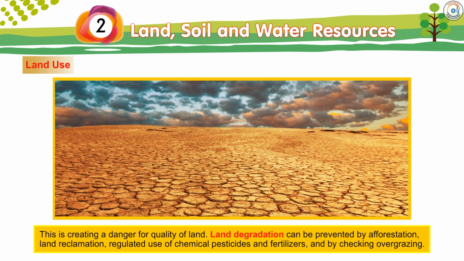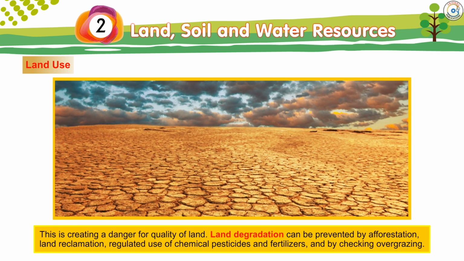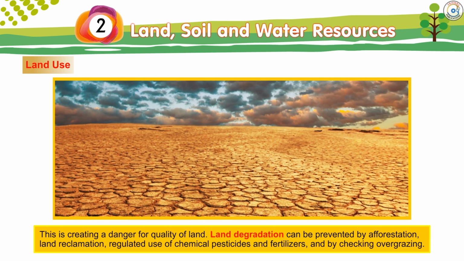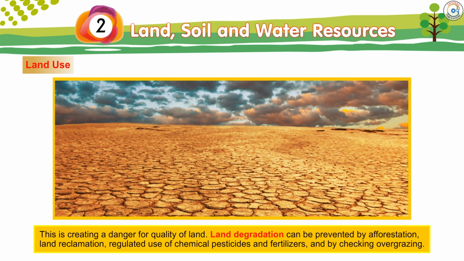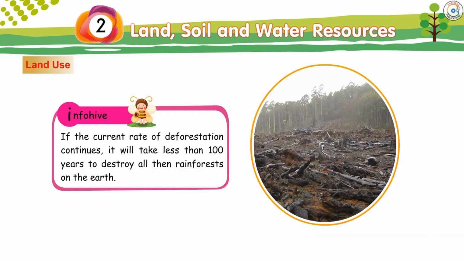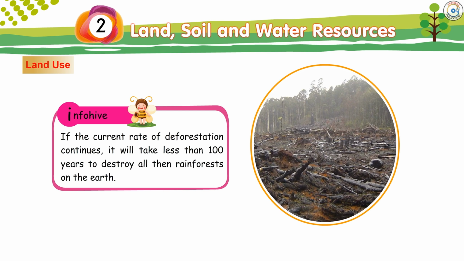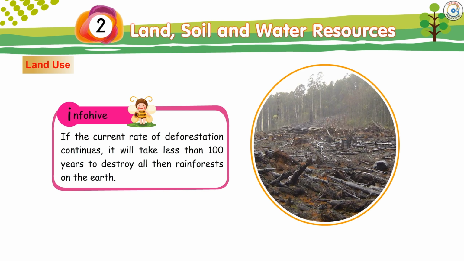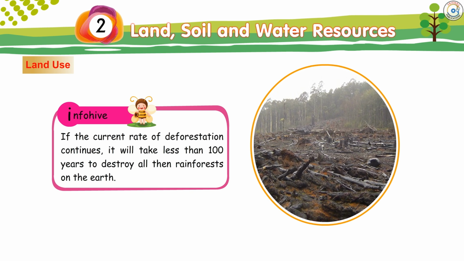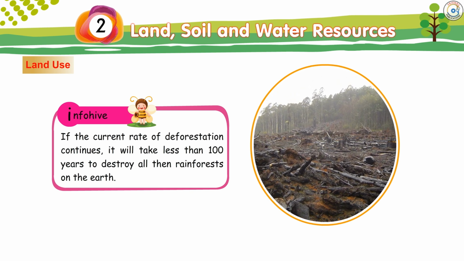Land degradation can be prevented by afforestation, land reclamation, regulated use of chemical pesticides and fertilizers, and by checking overgrazing. Info Hive. If the current rate of deforestation continues, it will take less than 100 years to destroy all the rainforests on the earth.